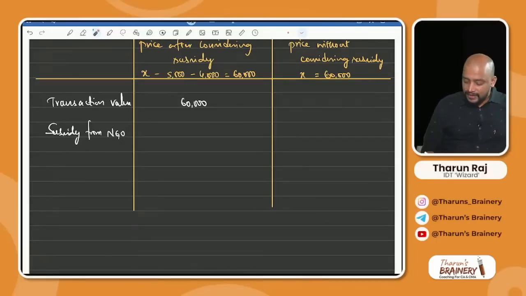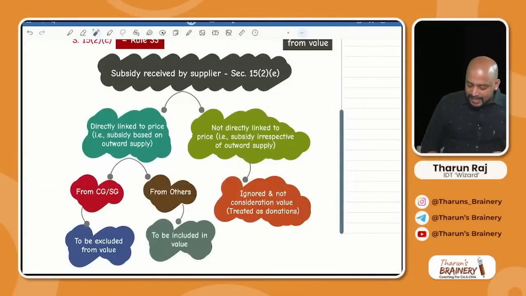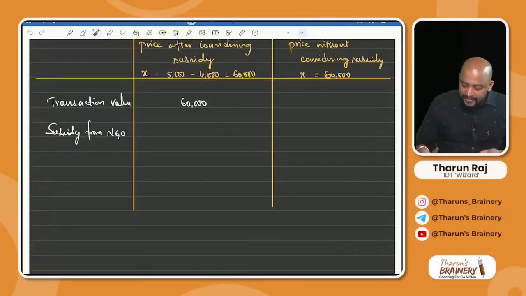Already included. Where is it included? We reduced it. As per provision, subsidy from others is to be included in the value. But what did we do in the given price? We have reduced it, so we need to add. What is it that we need to add?